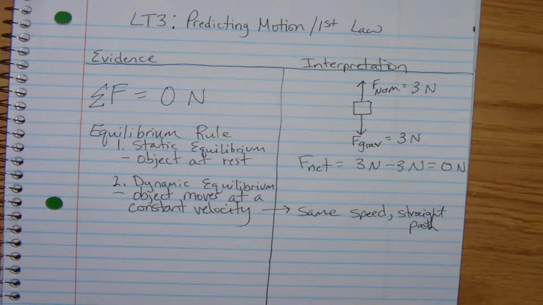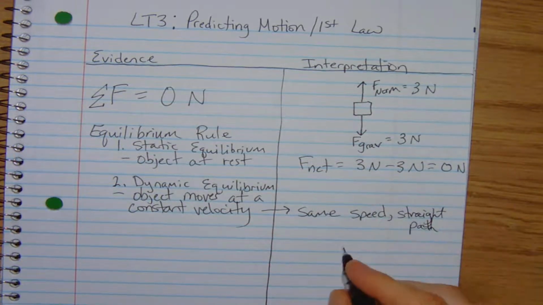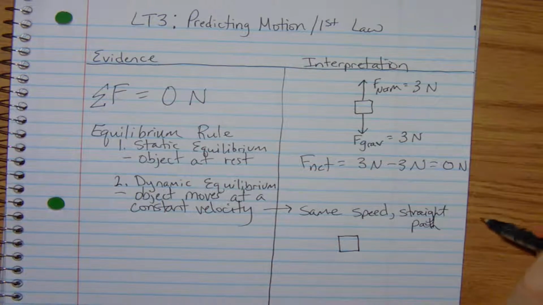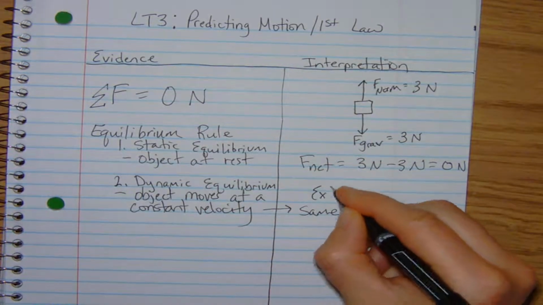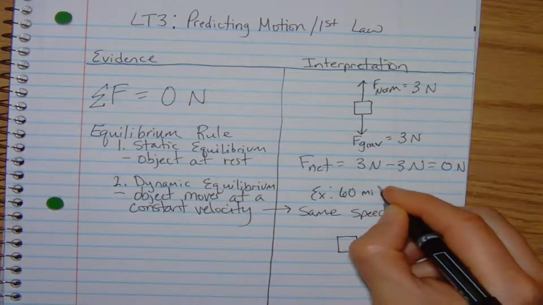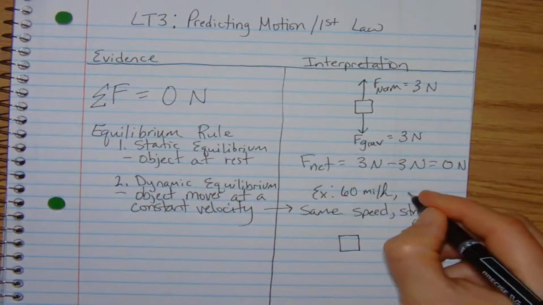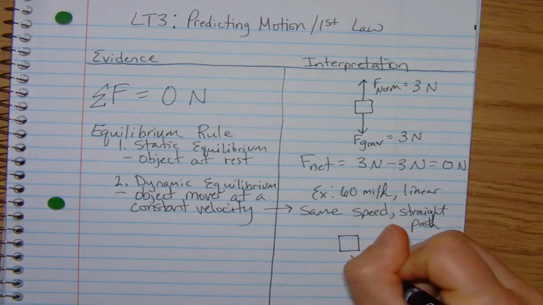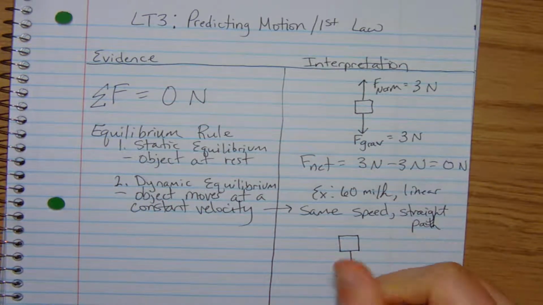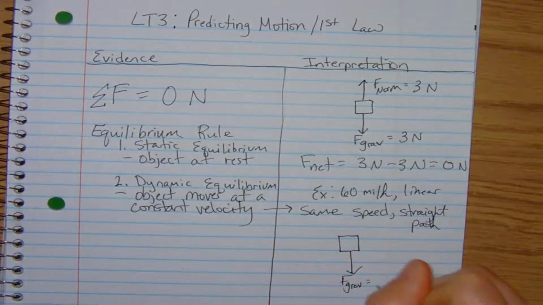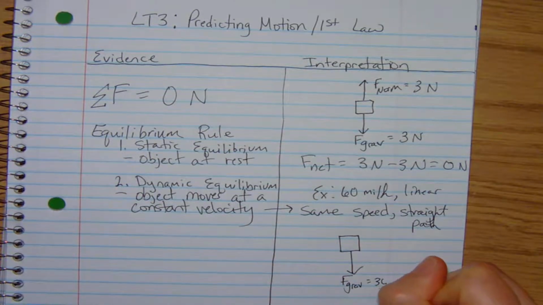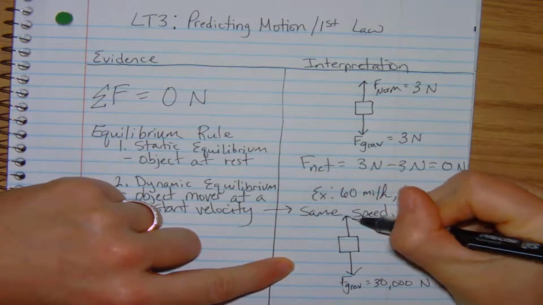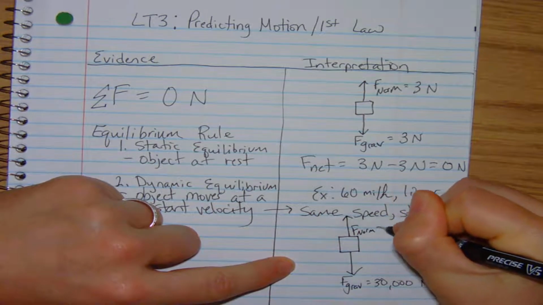So if we think back, let's say that we have a car. All right, let's draw a car. There, everybody's car is in a box. And let's say that this car, so our example is going to be 60 miles per hour, and of course linear, it has to be a straight line. So here's our car. Let's think of some forces. Well, let's say that the weight of the car is, I don't have any idea, we could Google it, 30,000 newtons. Well, the road must be able to support the car with a normal force of 30,000 newtons.